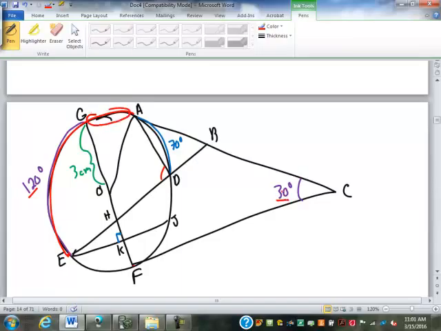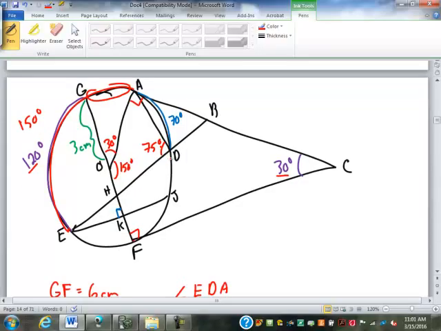Well, if this is 30 degrees, that's a right angle, that's a right angle. This is 150 degrees, making this 30 degrees. Would you look at that? Which makes this whole arc here 120 plus 30, or 150 degrees. Which makes this angle half of 150, or 75 degrees. How many of you found 75 degrees for that?